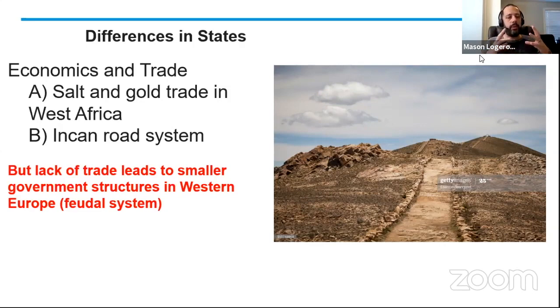Remember, there were large deposits of salt and gold in West Africa. And when news of that spreads, merchants start traveling across the Sahara Desert in order to get it.